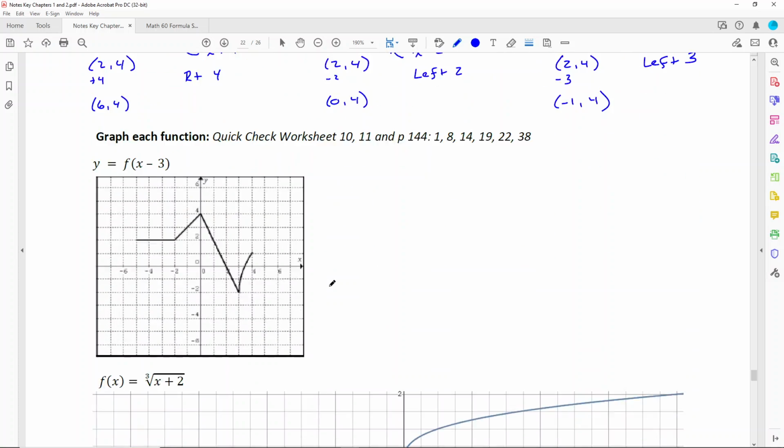All right, let's see 2 in action. So let's start with a transformed base graph. This is a graph that we don't have an equation for. We just call it y equals f of x. This is telling me to graph y equals f of x minus 3. So hopefully you can see that's going to shift it right 3. So I'm going to take my x values and I'm going to add 3. So let's figure out what our key points are. There's one there, there, there, there.